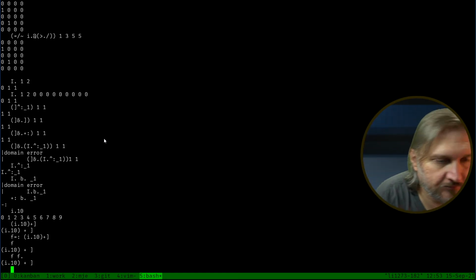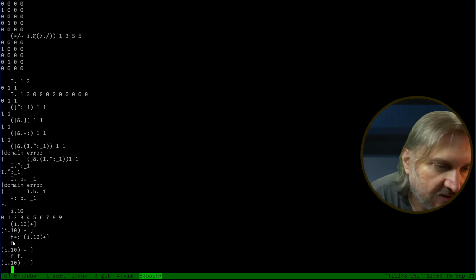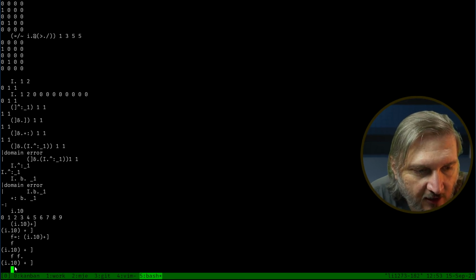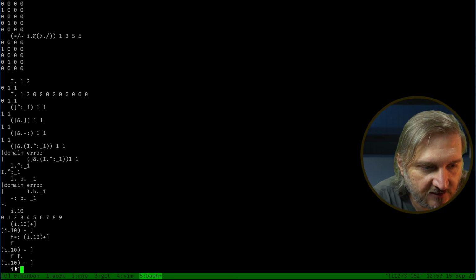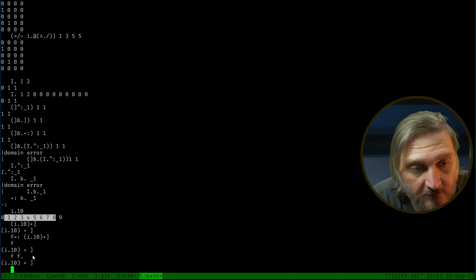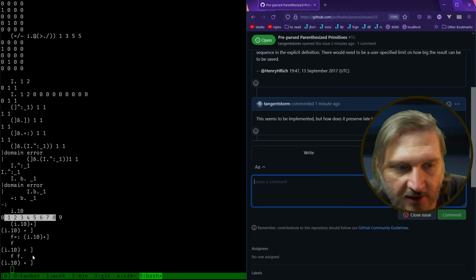Interesting. I could have sworn that did. Anyway, that's what this is talking about. I could have sworn that always evaluated to I. 10 in the past. Like it would have always given you these numbers inside the definition, baked into the definition for a tacit value. Okay, I guess I'm wrong.